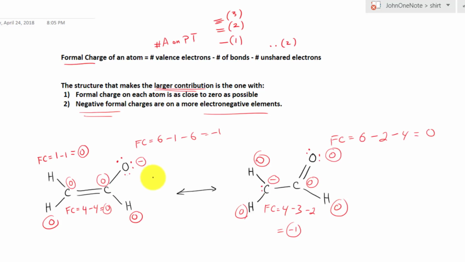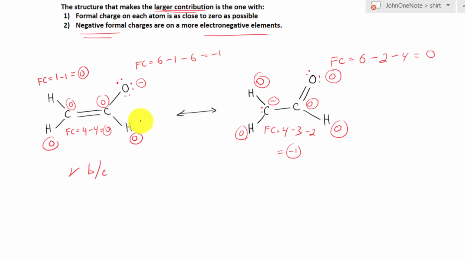So we have to look at oxygen and carbon. Which one is more electronegative? And of course, oxygen is more electronegative. So therefore, this one is more likely to occur. This one will make a greater contribution. And the reason for this one is that the negative charge is on oxygen, which is more electronegative.